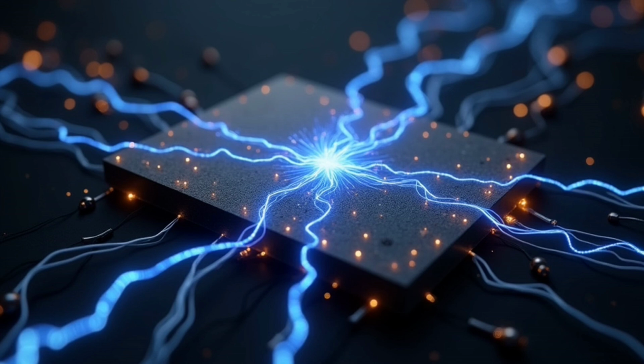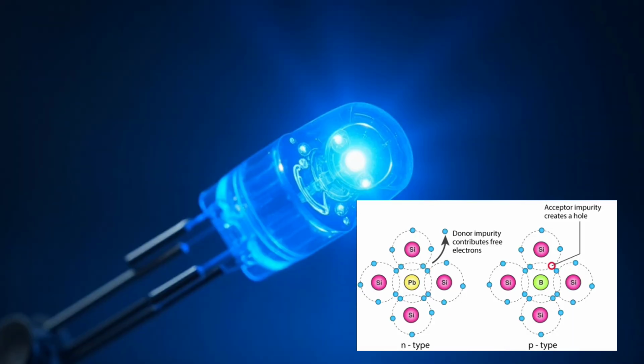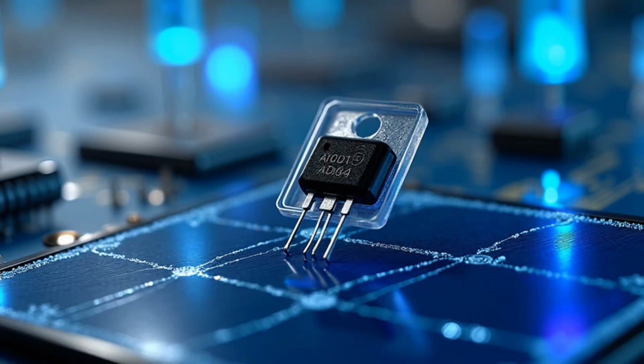Today, we're diving into the fascinating world of semiconductors, the tiny materials powering billions of devices, from smartphones to solar panels. By the end of this video, you'll not only understand P-type and N-type semiconductor materials, but also how they're used in applications that shape the modern world.